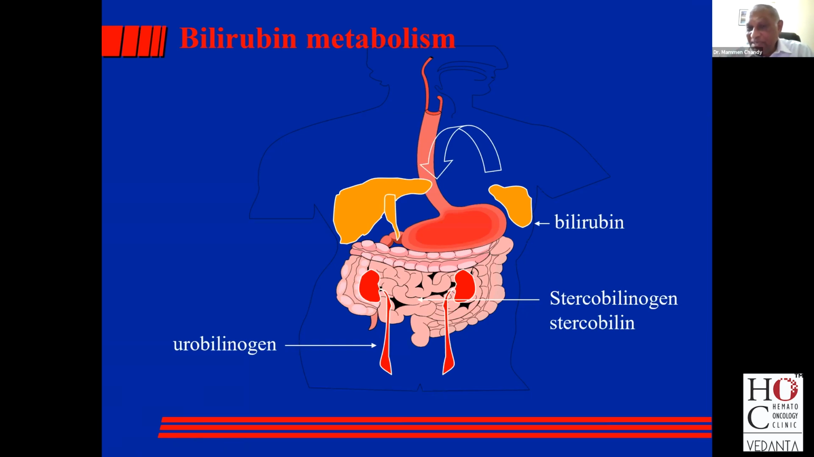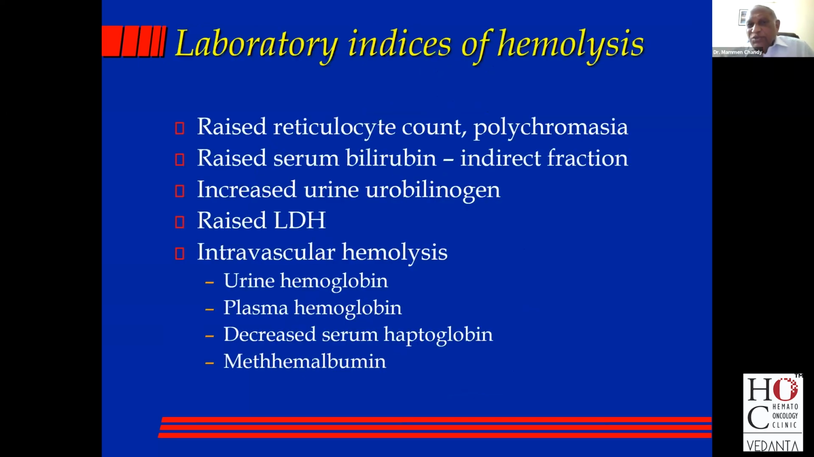So please remember that the urine, when passed in a hemolytic anemia, is colorless. After passing, on standing, it will become colored like Coca-Cola, right? So, indicators that you're dealing with a hemolytic anemia. First, a raised reticulocyte count. This is the most important.